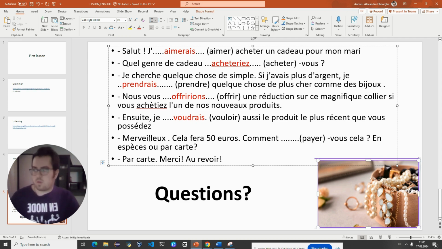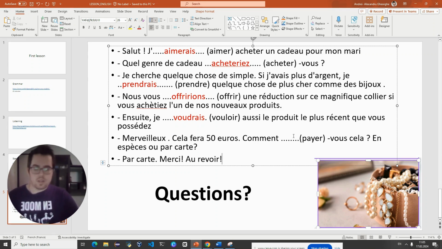So what do we want to say here? Wonderful. That will cost you 50 €. So cela fera, or il fait, cela fera. These are idiomatic expressions to say how much something costs. Okay, that will cost 50 €. Comment, how would you pay, right, for that? En espèces, with cash, ou par carte, by card. And lastly, the one that buys answers par carte, by card, thanks, goodbye.